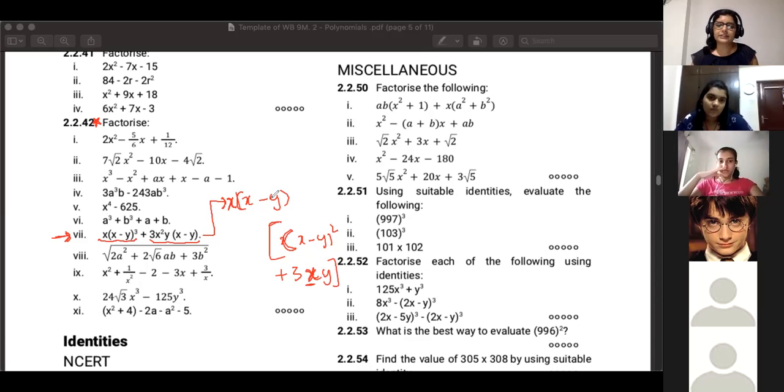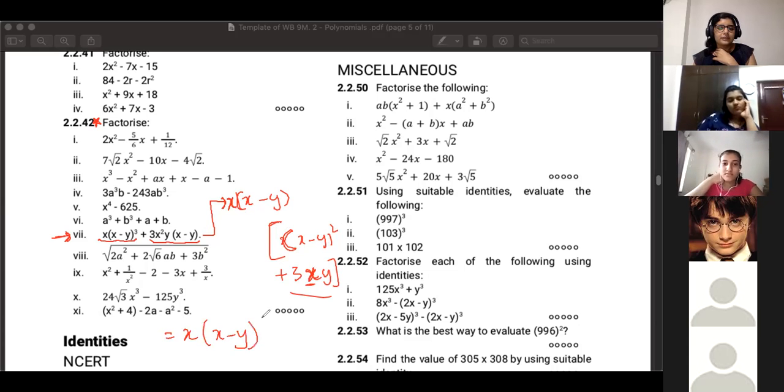So it's x into x minus y into this particular thing. Again, you can either leave it as it is or you can expand this and see what happens. So I've already taken x into x minus y. And then let me expand this and see. x minus y whole square, if I expand, what will I get? It is x square plus y square minus 2xy. Minus 2xy. And then here I have a plus 3xy.